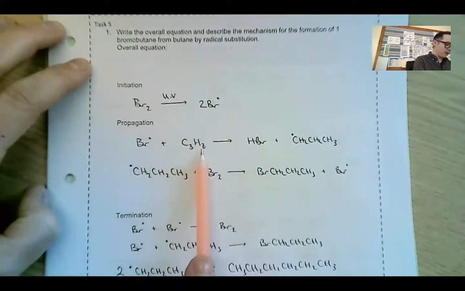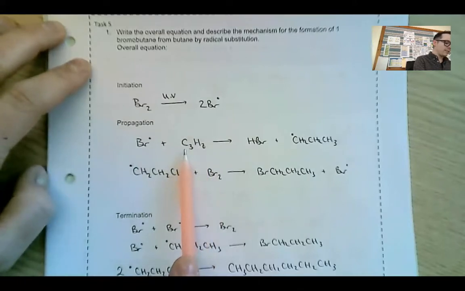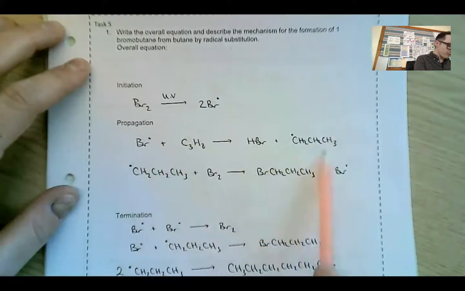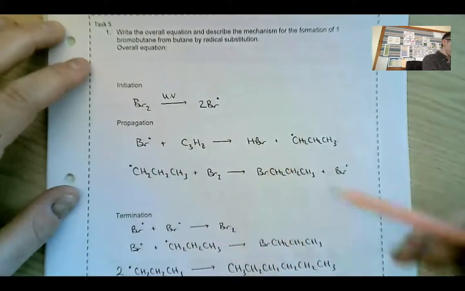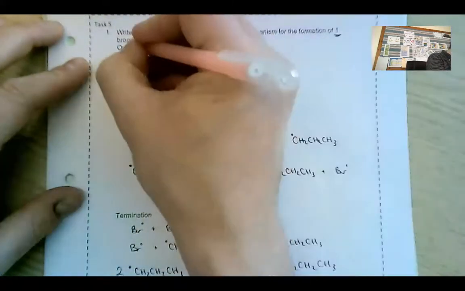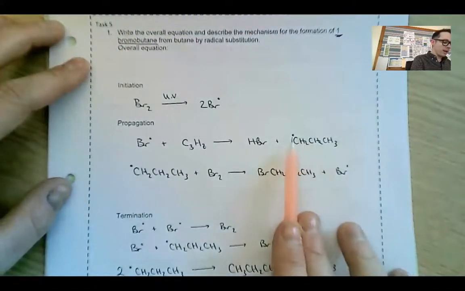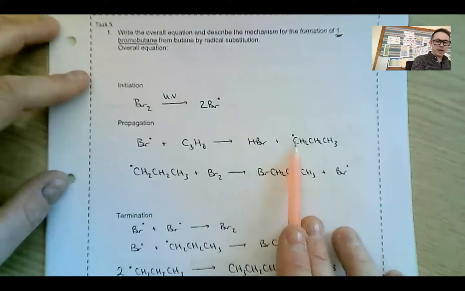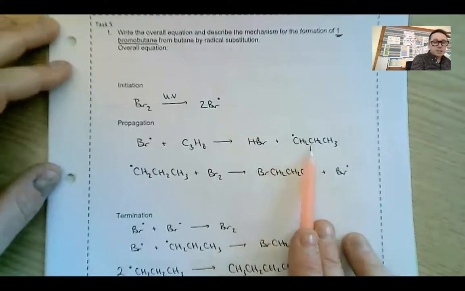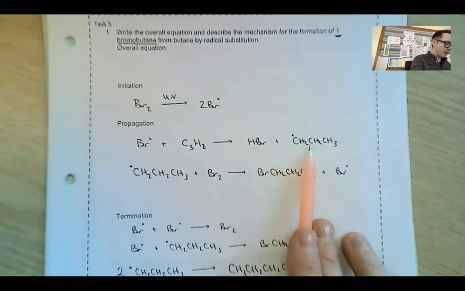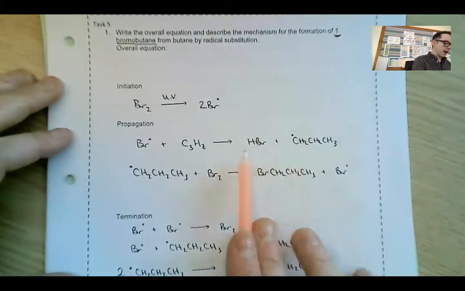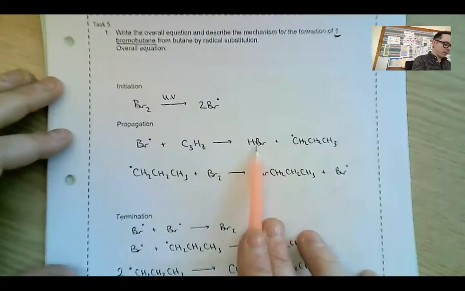So C4H10 is going to turn into C4H9, but I've drawn this as a structural formula because it wants specifically 1-bromobutane. So if we're aiming for 1-bromobutane, it has to be clear that the radical is on the end of the chain, because theoretically you could form 2-bromobutane for this. So with that in mind, the hydrogen we remove is on the end, it forms HBr.